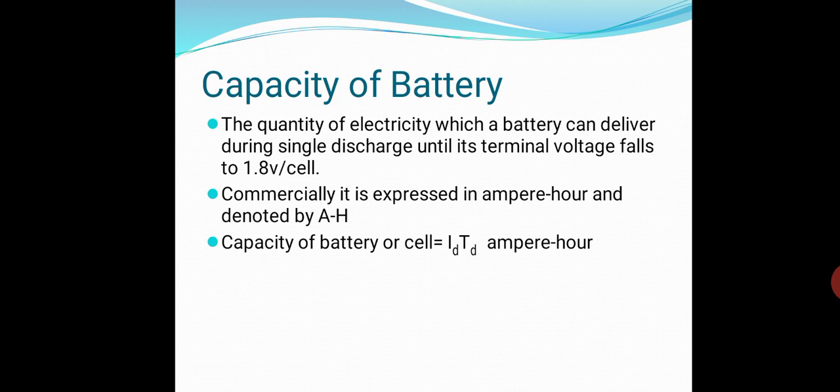Okay, so the quantity of electricity which a battery can deliver during a single discharge until its voltage falls to 1.8 volt per cell. We are talking about lead acid cell here. You know that in a lead acid battery per cell voltage is 2 volt. So when you use it and its terminal voltage drops to 1.8 volt per cell, up to that how much electricity it can deliver, that is basically known as ampere hour.